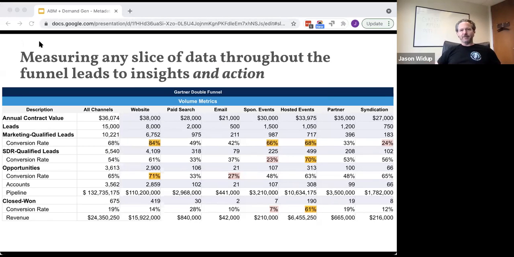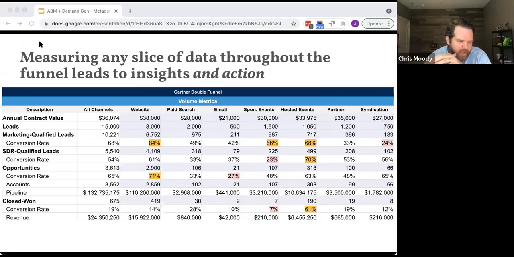Yep. That's right. And I can cover this one really quickly. This is a representative example. The thing that I will stress until I'm blue in the face is that magic happens when we measure any slice of data we can side by side throughout the entire funnel. Okay. This feels simple, but there are very expensive business intelligence tools that will give us the slices of data with drop downs.